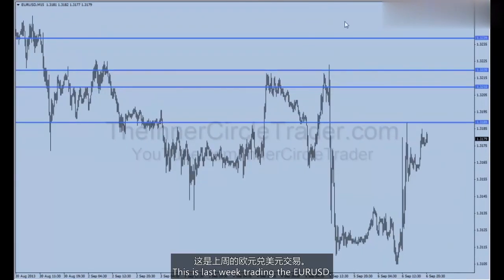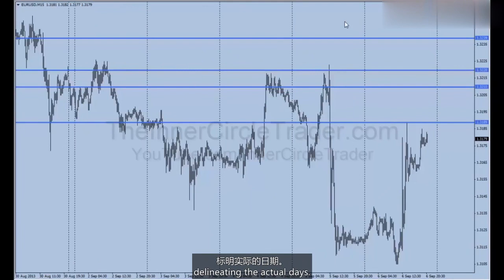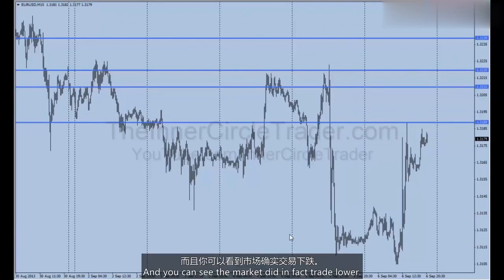Okay, this is last week trading the Euro USD. This is a 15-minute time frame. Now what we're going to do is put the vertical lines in, delineating the actual days. You have Monday's trading here, Tuesday's trading here, Wednesday, Thursday, and then Friday down here. Now we're calling the market lower, and you can see the market did in fact trade lower.